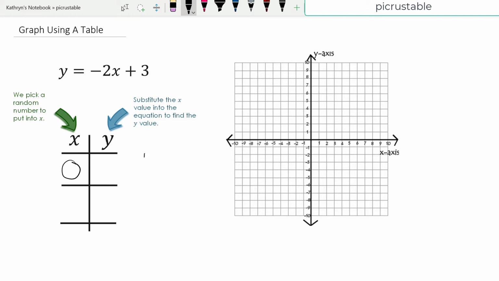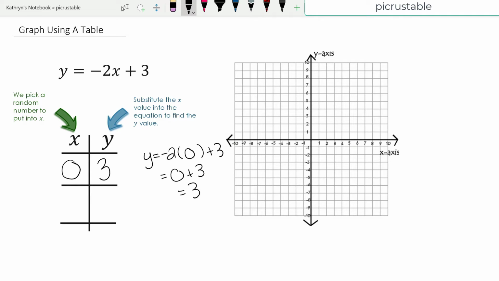Now we have y equals negative 2x plus 3. We decided to put 0 in for x, so y equals negative 2 times 0, which is 0, plus 3. So it turns out that when x is 0, y is 3. And that's our first ordered pair, (0, 3).